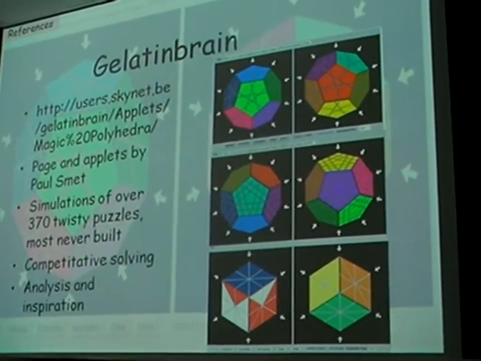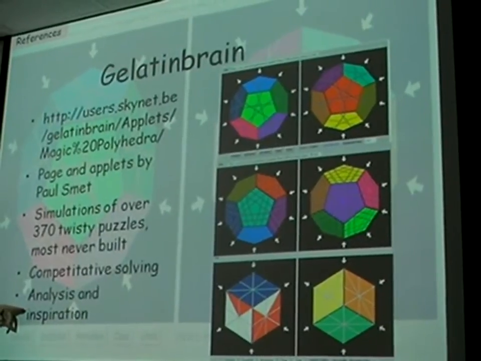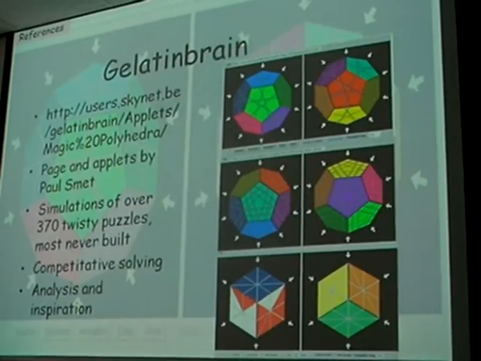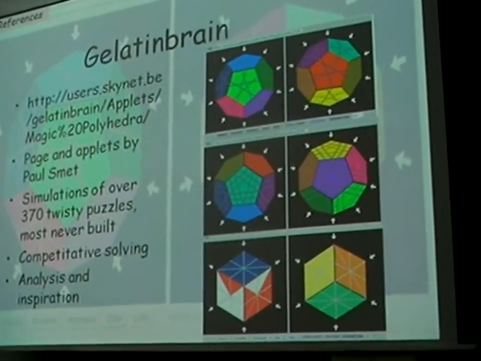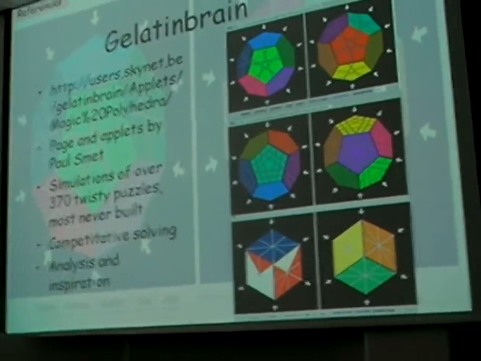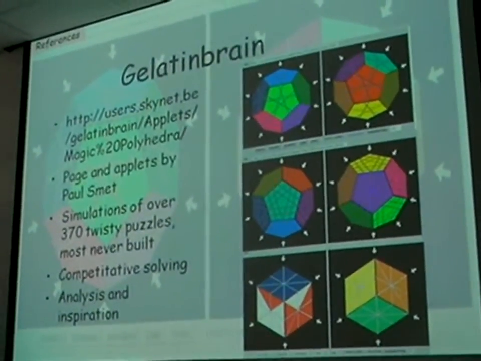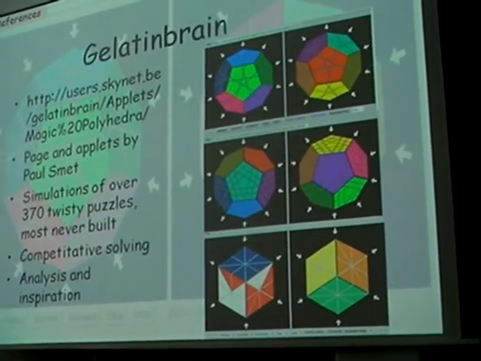So one of the things that is very nice to know is that he has a lot of twisty puzzles that do not yet exist in reality. So sometimes you see discussions on the Twisty Puzzles forums like, please can somebody make a physical version of Gelatin Brain 1.1.74 or whatever the number scheme is?